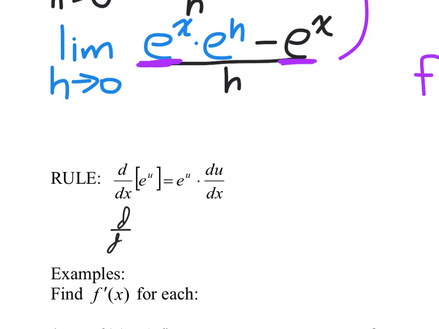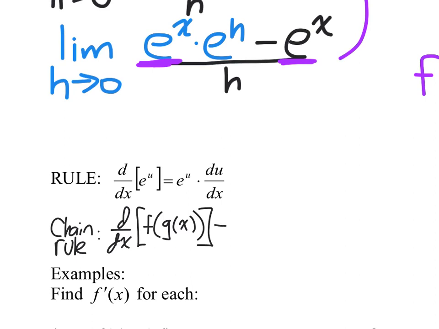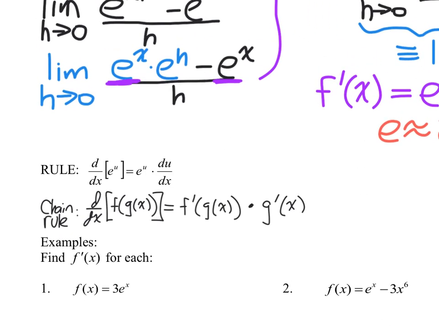d dx, well, I'll write the general chain rule. The derivative of f of g of x would be f prime of g of x times g prime of x. All right. So how does that connect here? If we assume that u is some function of x, then it'll play out the same way.